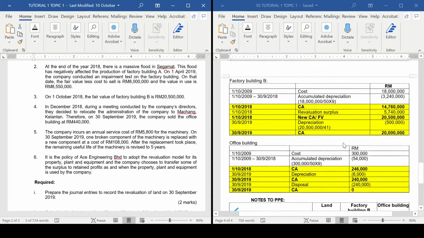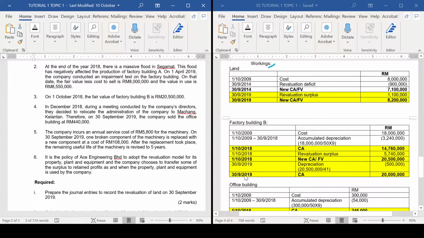And then on that day, 1st October 2018, sometime later that day, they record the revaluation of factory building. So they get a surplus. They make a computation here, and they get a surplus of 5.74. But as we discussed previously, related to the journal entry of factory building B, there are two steps in recording the revaluation of a depreciable asset.